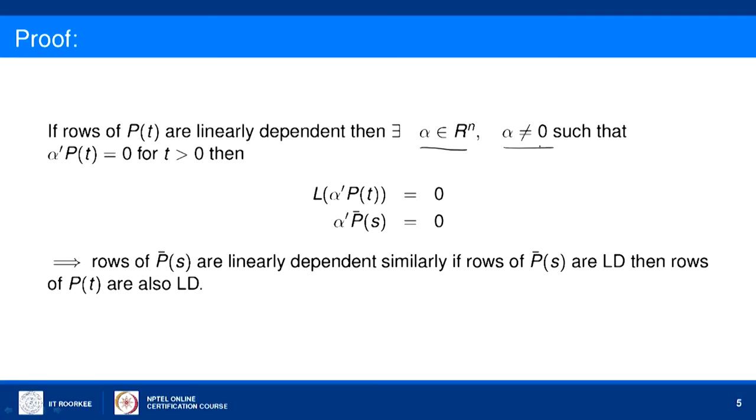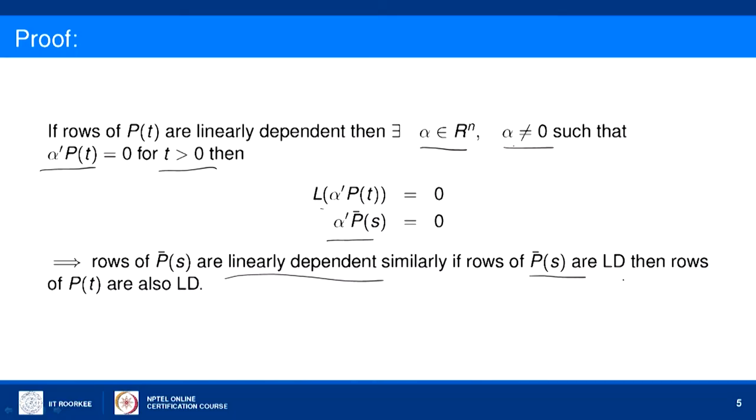So, first if you assume P(t) has linearly independent rows, then there exists a non-zero vector alpha such that alpha dashed into P(t) equals 0 for all t. Then by taking the Laplace transform, alpha dashed into P(t) equals 0 implies that, because alpha dashed is a constant vector, alpha dashed into P bar(s) is also equal to 0. So, this implies that the rows of P bar(s) are also linearly independent. Similarly, the inverse Laplace transform is a linear operator, so we can easily prove in the reverse way: if rows of P bar(s) are linearly dependent, we can show that the rows of P(t) are also linearly dependent.